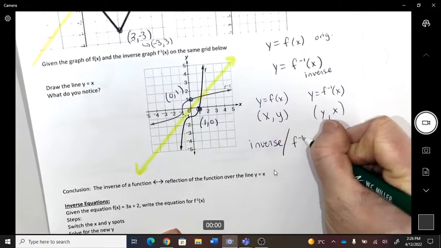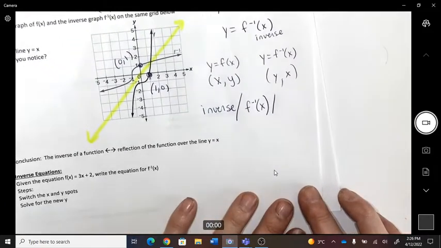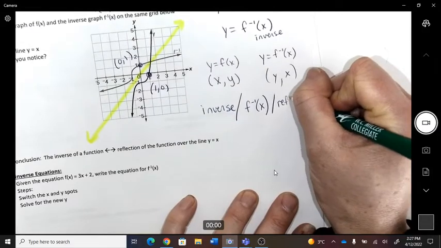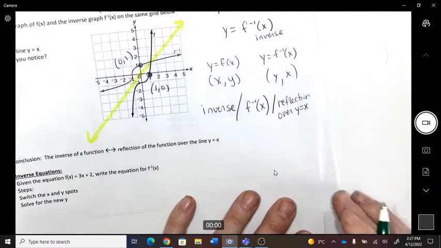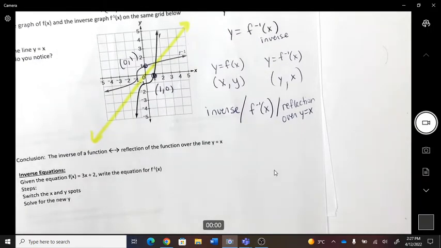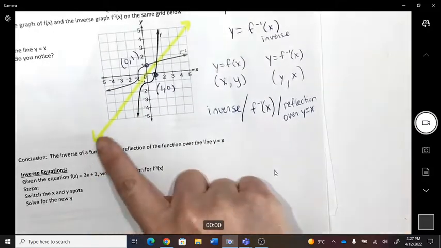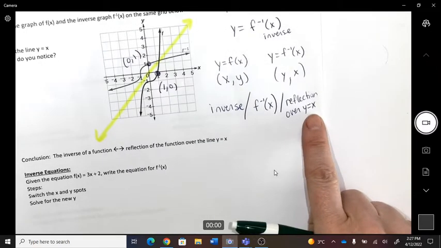So you might hear inverse, or you might see this, which means the same thing, or you might see reflection over y equals x. Those three things all mean the same. An inverse, f negative 1 of x means inverse, or reflecting over y equals x. That's the equation of this yellow line, because it's a line with a slope of 1. That's why it's y equals 1x.